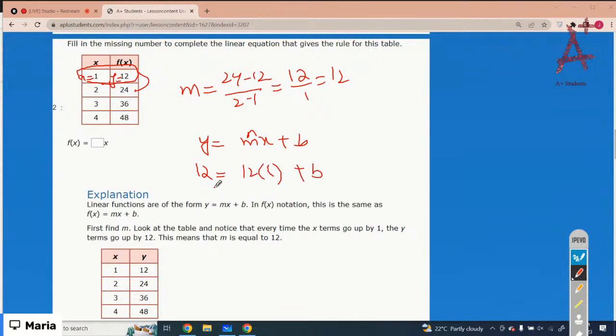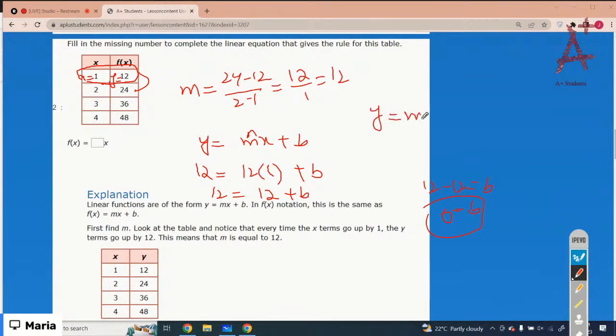Got it? So it would be 12 times 1 is 12 plus b. 12 minus 12 equals b. That means the b of the graph is 0. The graph is touching at the 0. So you have the value of b and m.